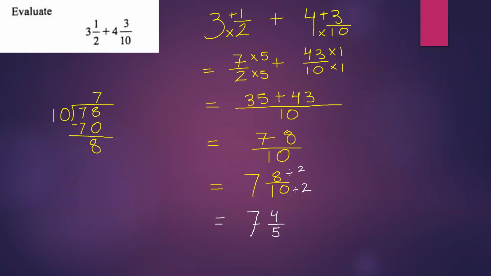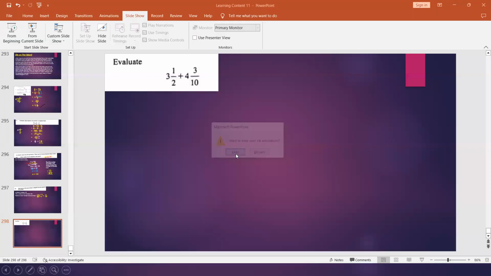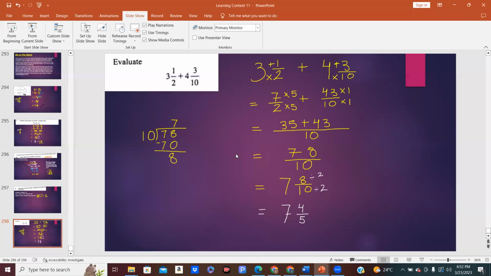Okay, good. Any questions on that? Okay, moving right along. So you have to remember: find the LCM, make them the same denominator, and make sure they are reduced to the simplest form.